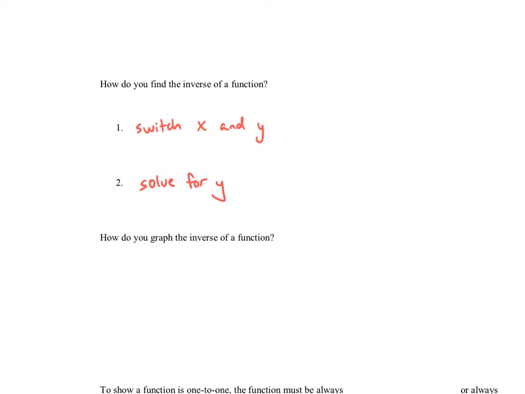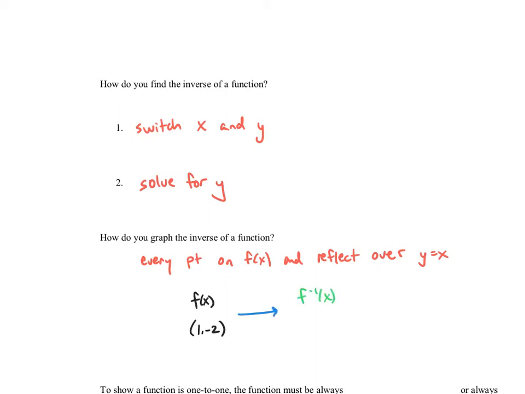How do we graph the inverse of a function? I've already explained it a little bit, but you take every ordered pair on f of x and reflect it over the line y equals x. Every single one of those points would be reflected over. So for instance, if on f of x you had the point (1, -2), then reflecting that over the line y equals x, on the inverse you'll have the point (-2, 1).